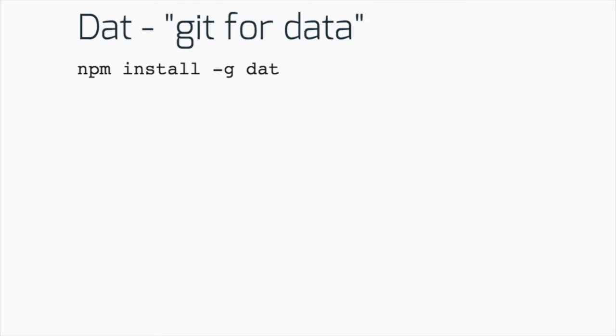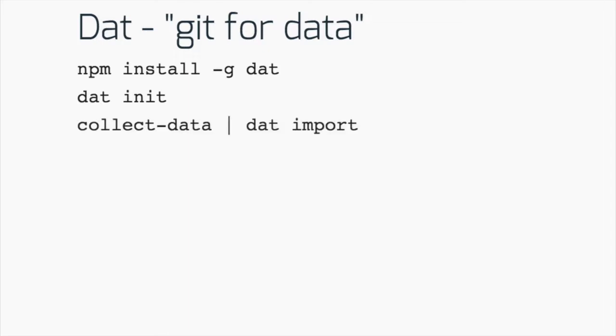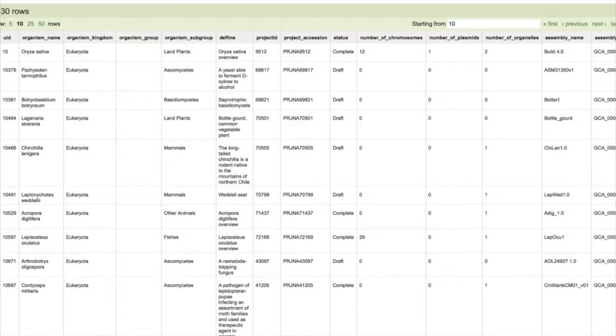And the way you install Dat is just npm install -g dat. You need to have Node installed first. Node is very cross-platform. It's one of the easiest tools to install. Once you have that installed, you can do dat init, create a repository, and then you can have a tool that will generate data and pipe it into Dat. But you cannot actually see the pipe because the pipe is abstract. But there's a pipe there. And then you can do, for example, dat listen, and that will start a REST server with your data. And you can then access your data locally or store it on a server.